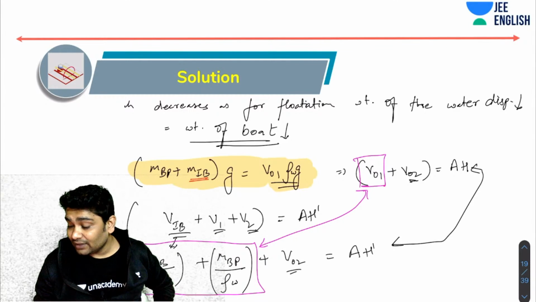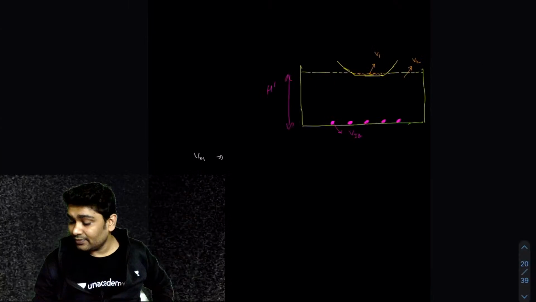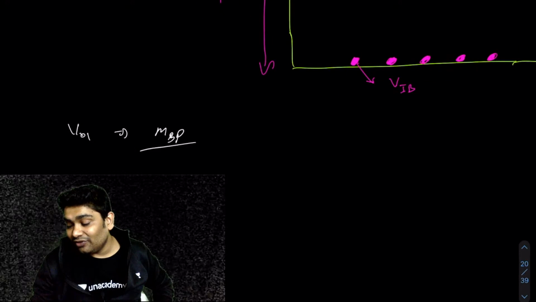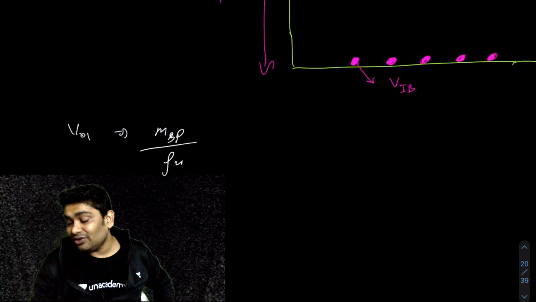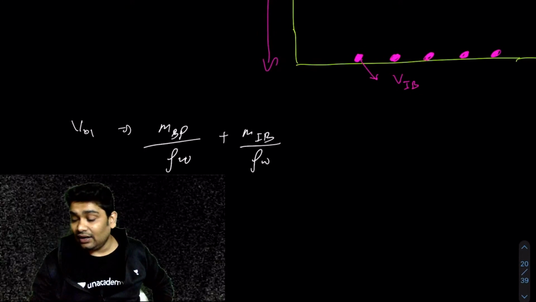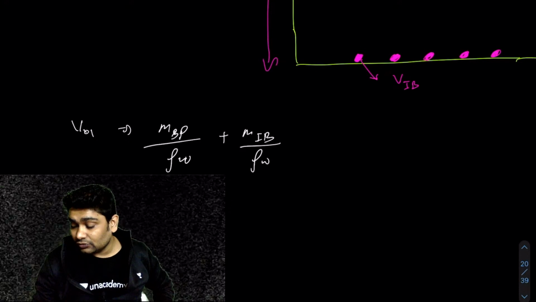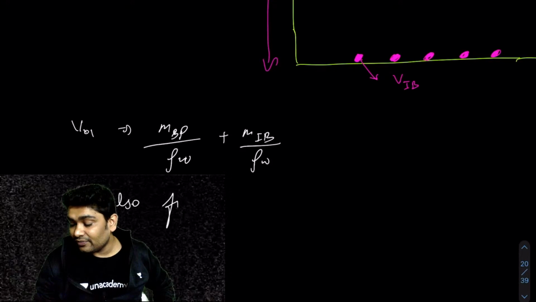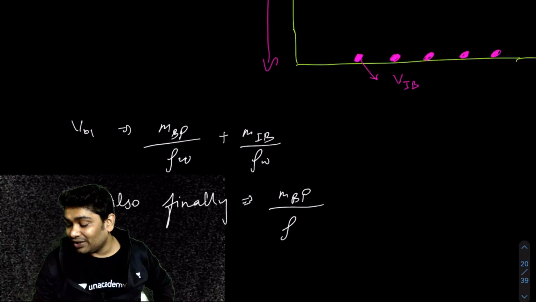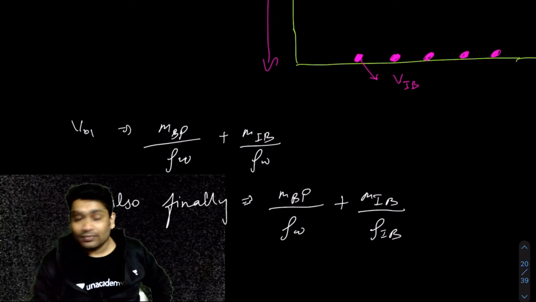So if I remove the g, then what I'll get is V naught one. Can I say V naught one is mass of boat plus person over rho of water plus mass of the iron balls over rho of water, right? And I wanted to compare this to, on the other hand, finally I have also finally I had mass of boat plus person over rho of water plus mass of iron balls over rho of iron balls. Correct?